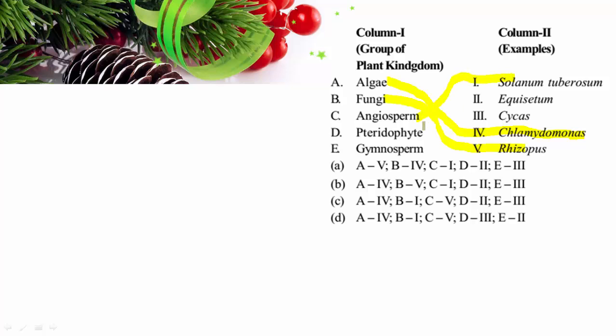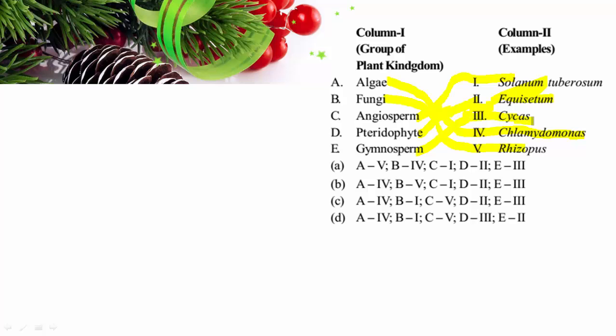Then for pteridophyte the option is Equisetum. The pteridophyte is Equisetum. Yes, Equisetum. And for gymnosperm it is Cycas.